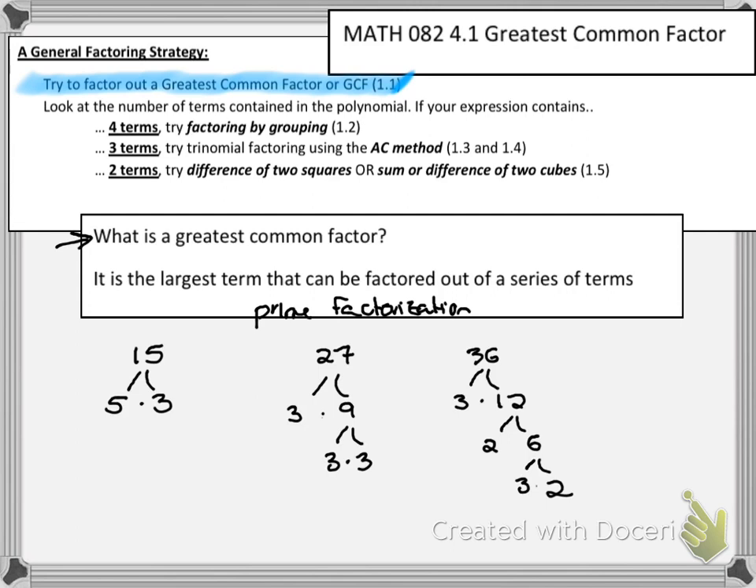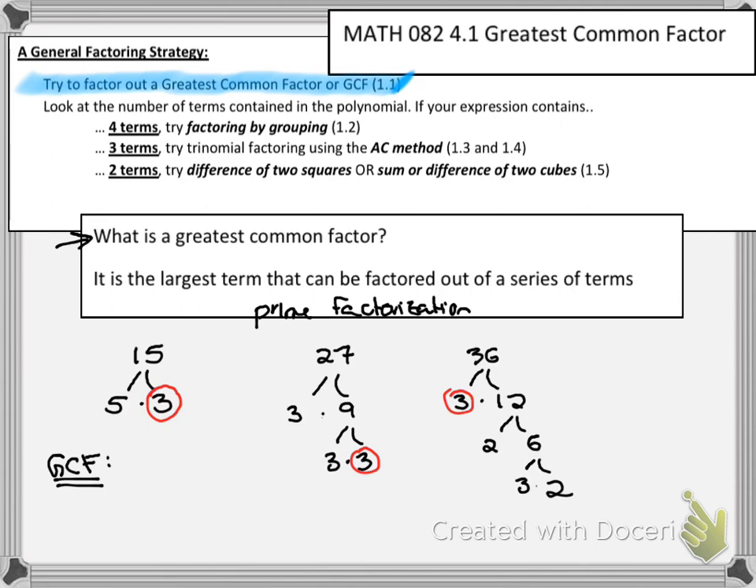Okay, so we're not done yet. We need to actually figure out, what is our GCF? In other words, what is the largest number that all three numbers have in common? So what we're going to do is go through each tree and pick out the common things. I see a 3 here, a 3 here, and a 3 here.